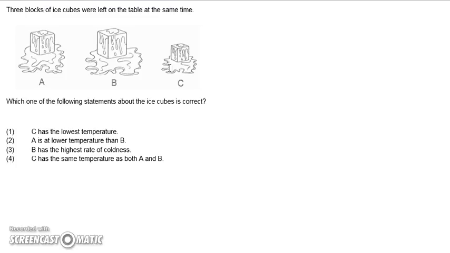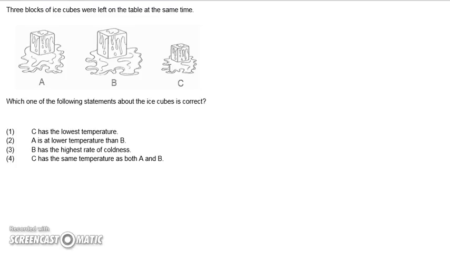Okay, so let's look at option 2: A is at lower temperature than B. Again, we can't tell. Okay, B has the highest rate of coolness. Again, we can't tell. And option 4, C has the same temperature as both A and B, which is probably so. Alright, so given that we can only infer from three ice cubes left on the table, the probability that all three ice cubes have the same temperature is very high.